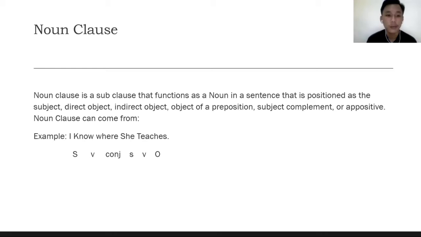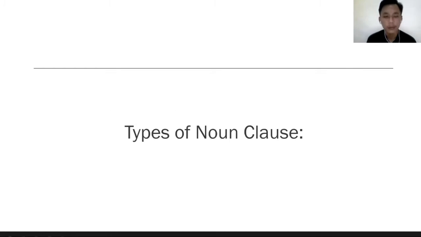Noun clause example: I know where she teaches. I is the subject, know is the verb, where is a conjunction, she is a subject, teaches is a verb, and where she teaches is an object. Next, types of noun clause.